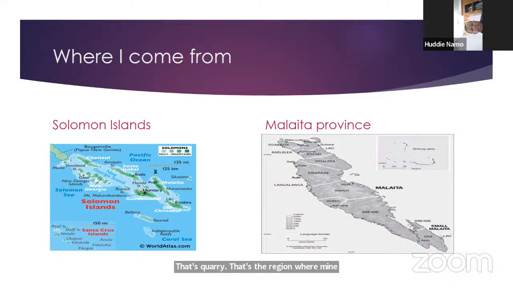And my father comes from the region of Arare. That's the region I've just mentioned earlier on. That's the region that's below the island, towards the small Malaita region. Okay, so a little bit about Malaita province.